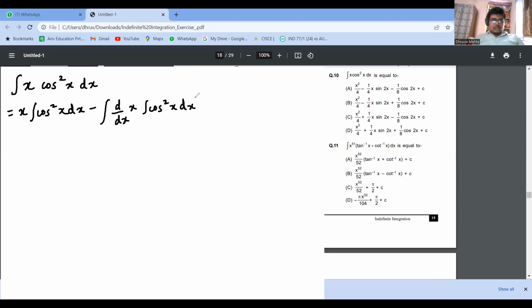Are you guys getting this? Yeah. Now the problem is that it's integration of cos square. We don't have any formula for integration cos square. So remember, whenever we come across integration sin square or cos square, we will use the superhit formula. Do you guys know this formula?